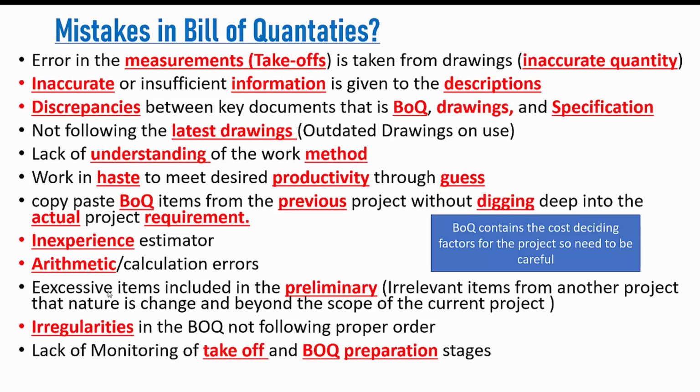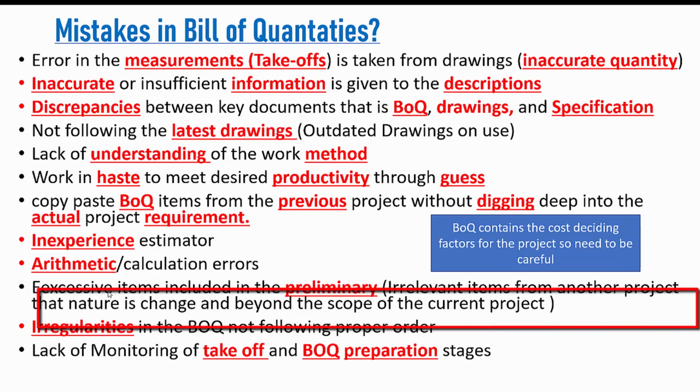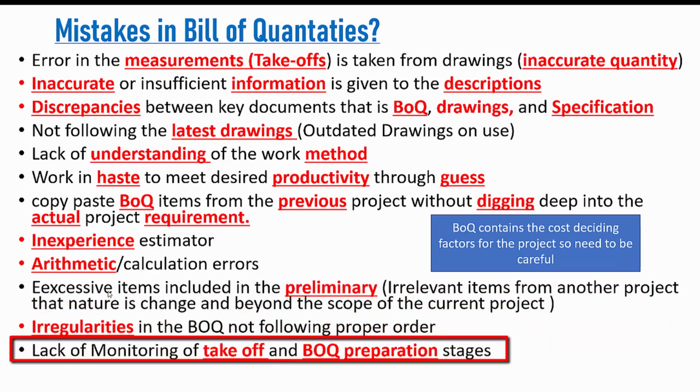The last point is the lack of monitoring of the takeoff and BOQ preparation stages. There are two important aspects to avoid mistakes in the bill of quantities. The first is that there must be a good, experienced senior estimator, quantity surveyor, or cost consultant who monitors the takeoff process very closely. Once the takeoff process is done under proper supervision, 50% or half of the job will be done.